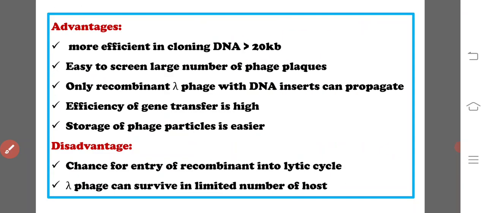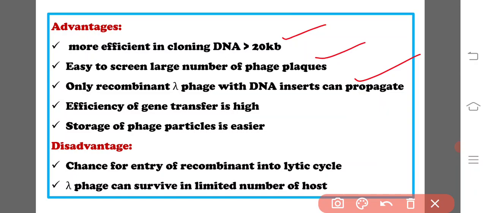And coming to the advantages of the bacteriophages, these are more efficient in cloning DNA greater than 20 kb in size, easy to screen a large number of phage plaques, only recombinant lambda phage with DNA inserts can propagate, efficiency of gene transfer is high, and storage of phage particles is easier. The disadvantages: chance for entry of recombinant into the lysogenic cycle. Lambda phage can survive in a limited number of hosts.